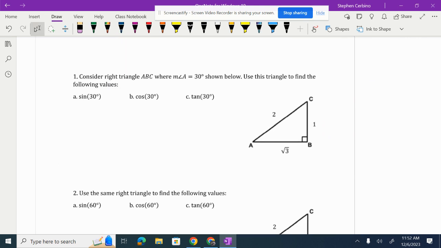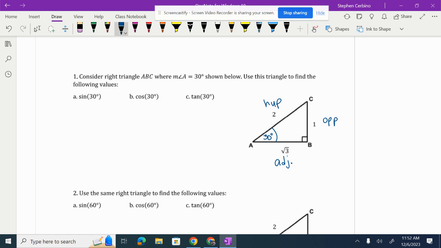So number one says, consider right triangle ABC, where angle A is 30. So I'm going to put 30 here. This is my theta. This is my angle. So if that's my angle, the opposite side would be 1. The adjacent side should be the square root of 3. And the longest side, the side opposite the right angle, should be the hypotenuse. So what we have to be able to do here is find the sine of 30, cosine of 30, etc.